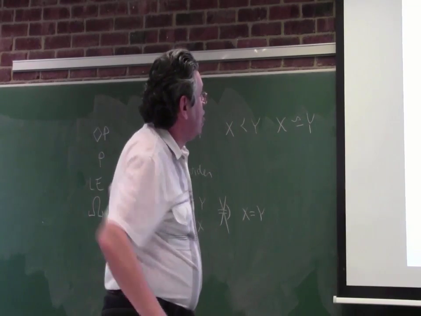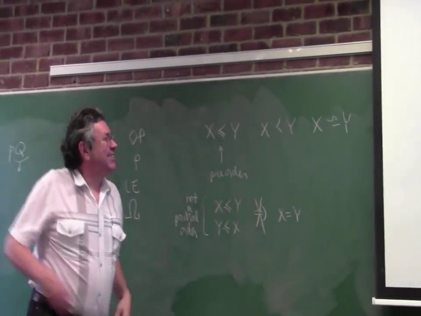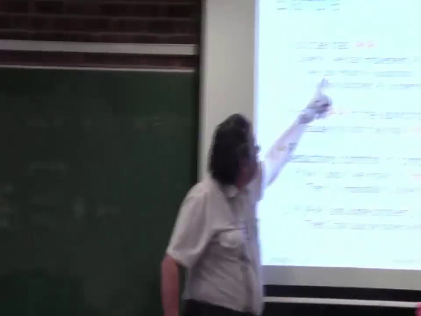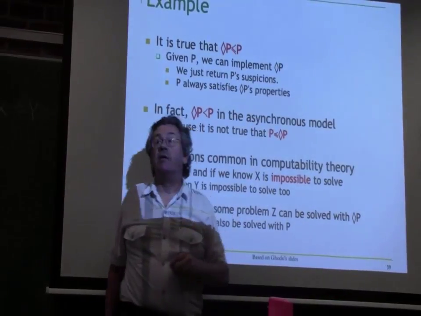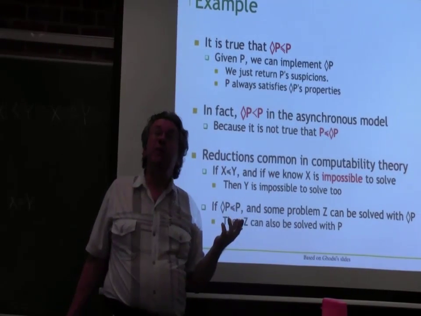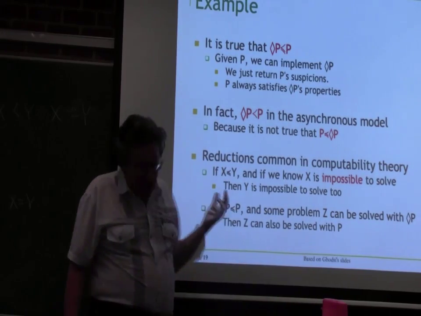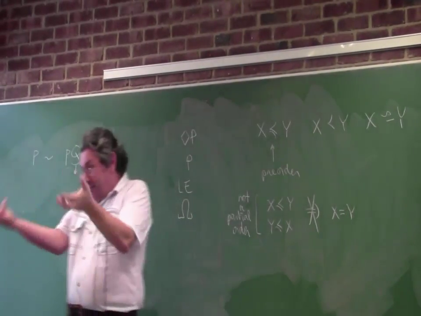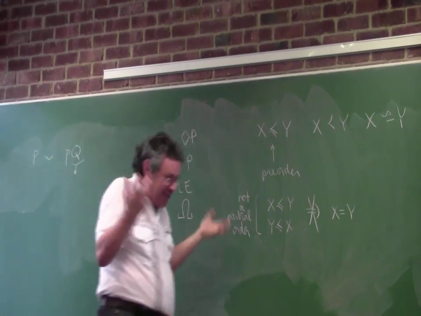Okay? So we already know a little bit of that. For example, eventually P is reducible to P. That means given P, we can implement eventually P. That's easy, huh? You just return the results of P and say it's the results of eventually P.